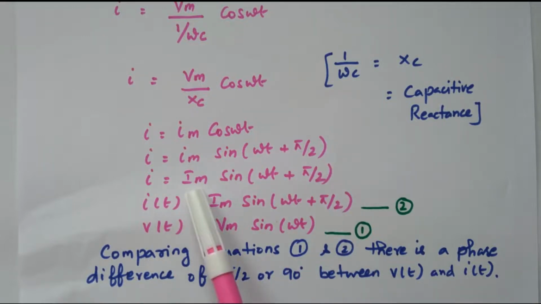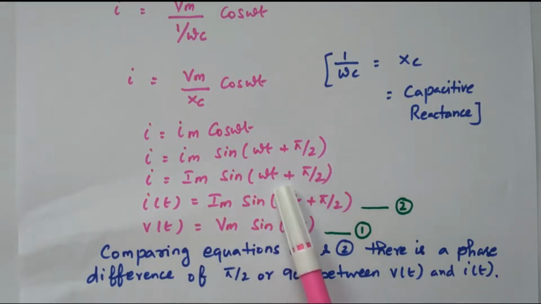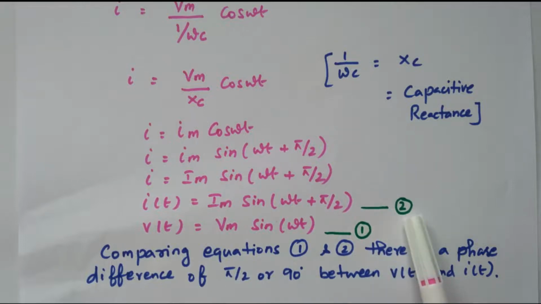That is I equal to Im sin(omega t plus pi by 2). We will take it as equation number 2. Now we got the equation for current. What is the first equation? V of t equal to Vm sin omega t. This is equation 1, the applied voltage. Now compare these two equations, 1 and 2.